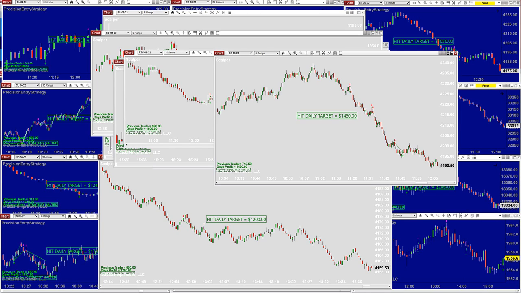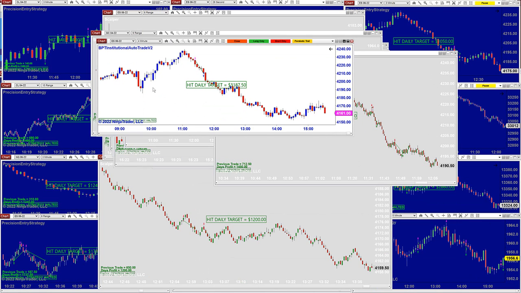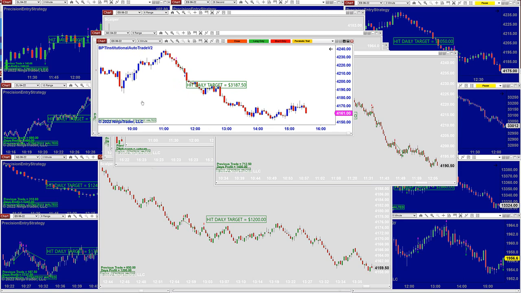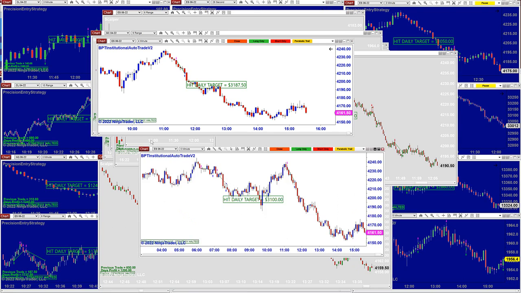I don't open too many charts for the institutional auto trade. The institutional auto trade is a huge auto trade. This is a totally different auto trade called the institutional auto trade. And this one here did 3,187, all included in your package. All those auto trades are included in your package.